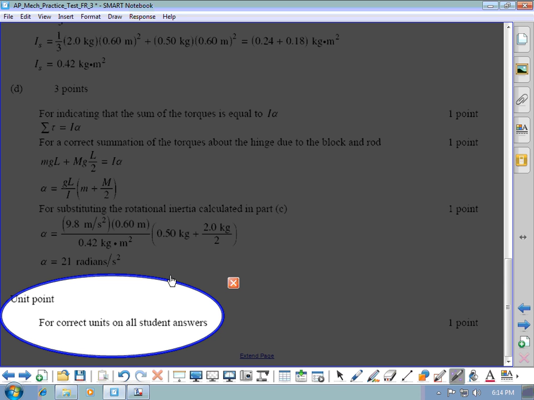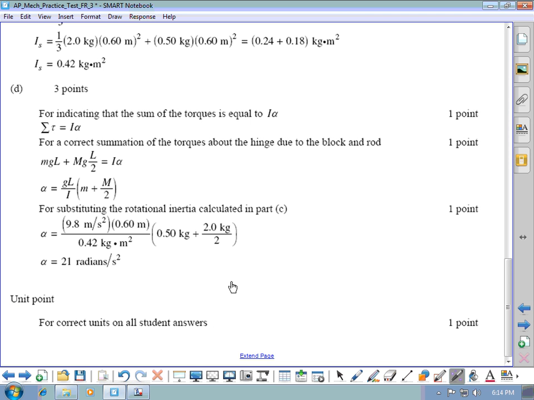If you didn't answer any of the parts of the problem that were the numerical parts, then you could not get this unit point. So you should put the units there. They don't always have a point for units, but you want to make sure that you have them there so that you don't lose a point for not having the units.